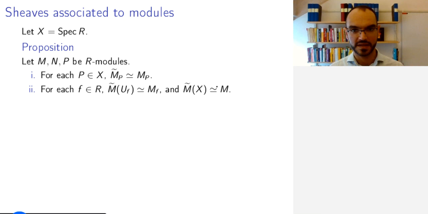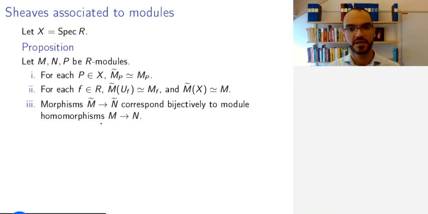As a special case, if you take the principal open subset U_1, that is the whole scheme X, then this is the localization of M at 1, which is exactly M. So M is the global section of this sheaf. So the sheaf really takes localizations of M at open sets, and globally it is just M.